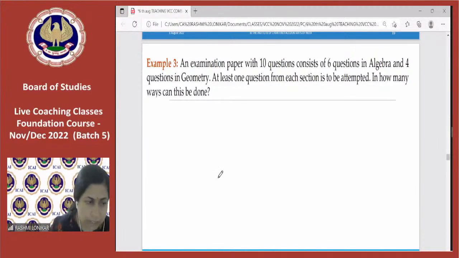So let us take an example with that. An exam paper with 10 questions consists of 6 questions in algebra and 4 questions in geometry. At least 1 question is to be attempted. In how many ways can this be done?